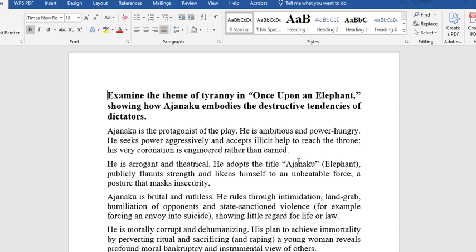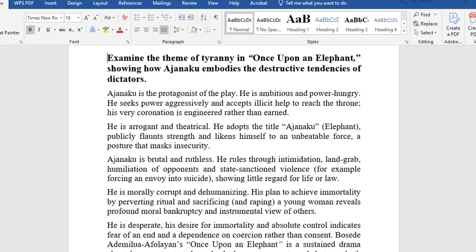He is arrogant and vain. He adopts the title Ajanaku, which means elephant. He publicly flaunts strength and likens himself to an unbeatable force, a posture that masks insecurity. Ajanaku is brutal and ruthless. He rules through intimidation, land grab, humiliation of opponents, and state-sanctioned violence. For example, forcing an envoy into suicide, showing little regard for life or law.